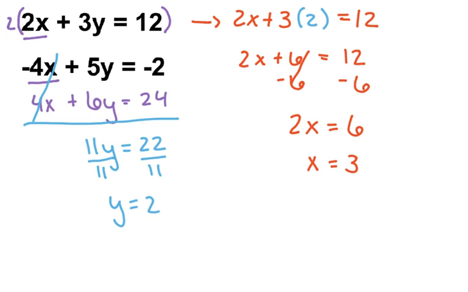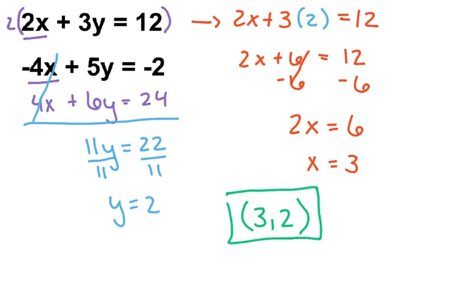Remember, you must write your answer as a coordinate. So our coordinate is 3, 2. And we can check our answer by plugging those back in. So 2 times 3 is 6, 3 times 2 is 6, 6 plus 6 is 12, so it works for the first one. Negative 4 times 3 is negative 12. 5 times 2 is 10. Negative 12 plus 10 is negative 2. So we know that that will check out.